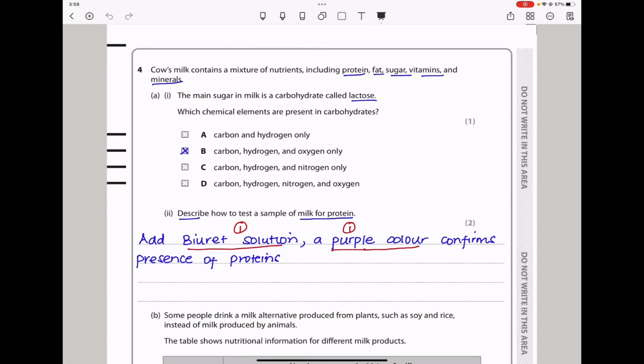Question 4. A cow's milk contains a mixture of nutrients, including protein, fat, sugar, vitamins, and minerals. The main sugar in milk is a carbohydrate called lactose. Which chemical elements are present in carbohydrates? Because they talked about elements, carbohydrates contain only carbon, hydrogen, and oxygen, so B should be the answer.